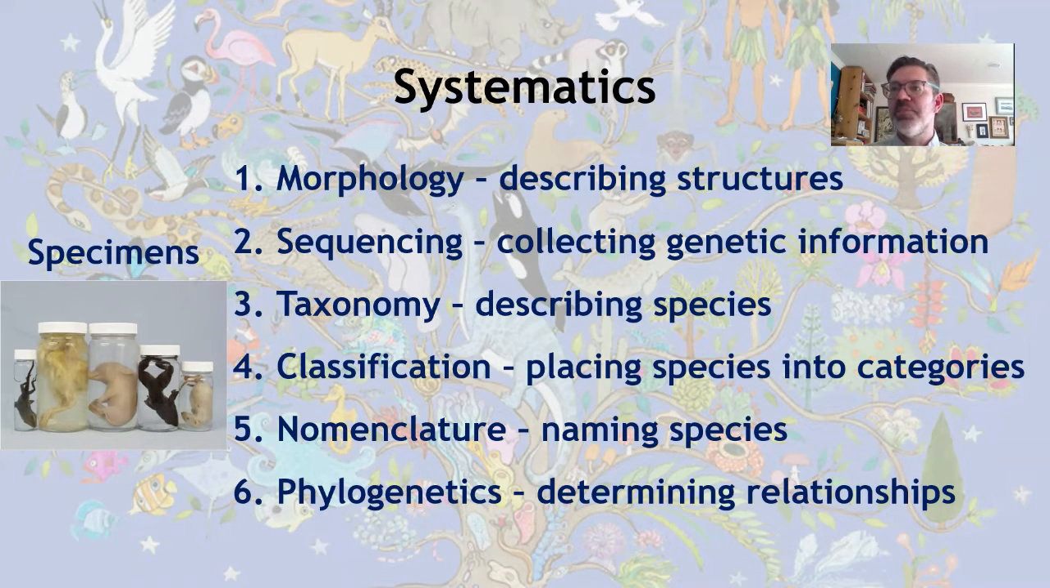A systematist might be interested in morphology. What is this organ for, and how does it work? They might also collect DNA sequences to compare different organisms. Hippo DNA is most similar to whale DNA. They would describe new species, classify them, which is taxonomy, and give them a name, the field of which is called nomenclature.